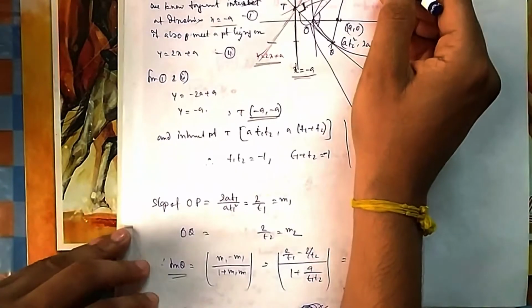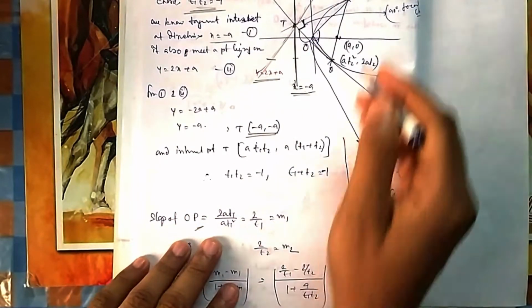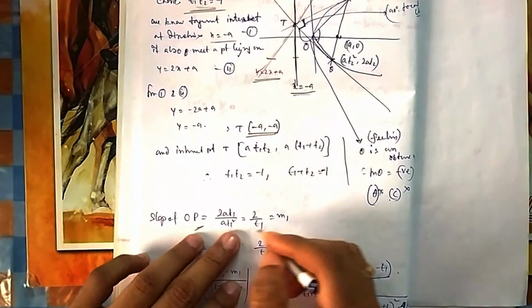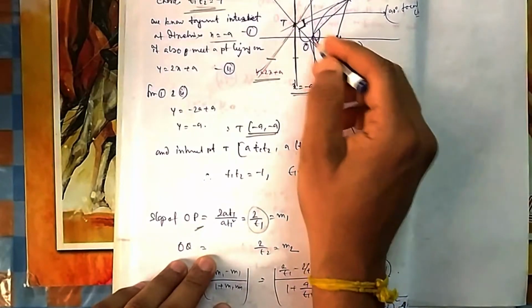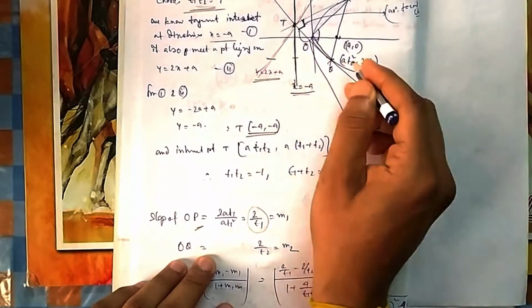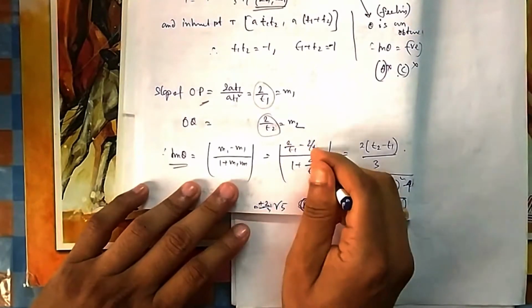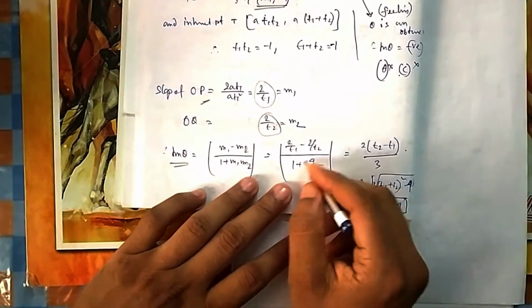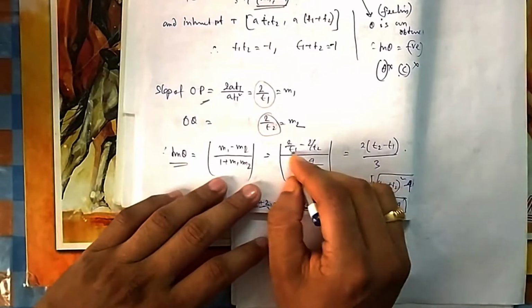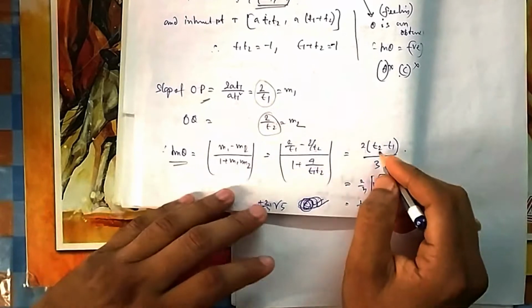If you do this one, it is 2a t1 minus 0 divided by a t1 squared minus 0. So you can see the slope of OP is 2 by t1, one slope. Another slope, if you find the slope of OQ, this minus 0 divided by this minus 0, is 2 by t2. You put these here in place of m1 and m2. So you will start with this, and t1 t2 you will put as minus 1.